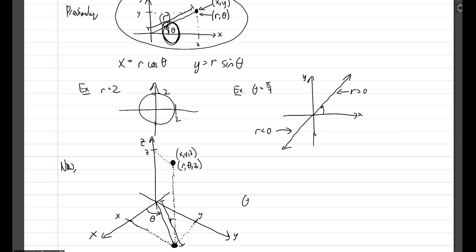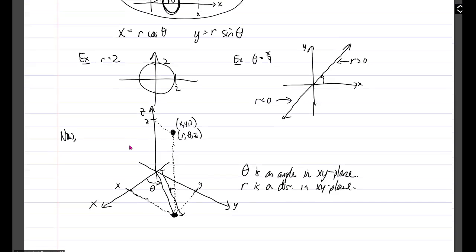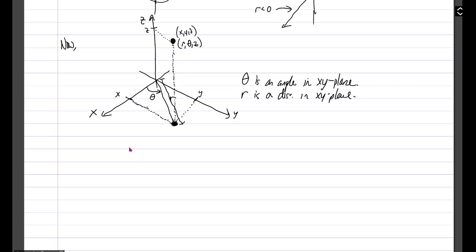The key point here is to make sure that theta is an angle in the xy plane only. R is also a distance in the xy plane. I'm looking at my own notes and I just want to emphasize again, note, this is really the key thing. R is the distance in the xy plane only.